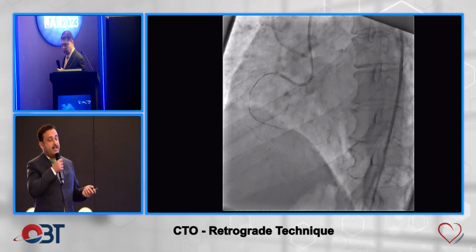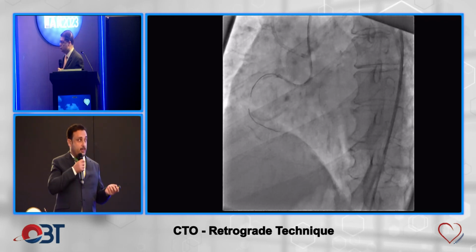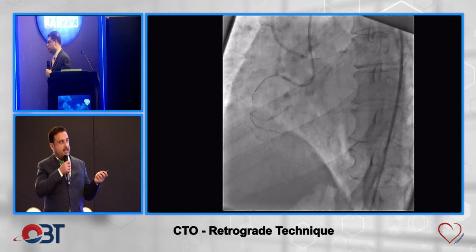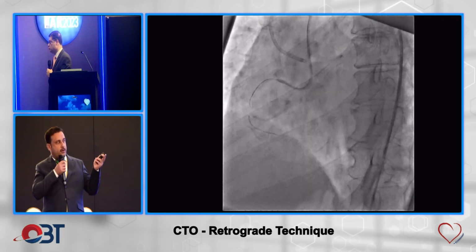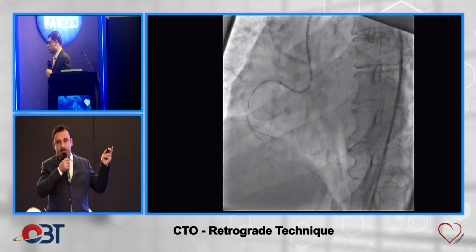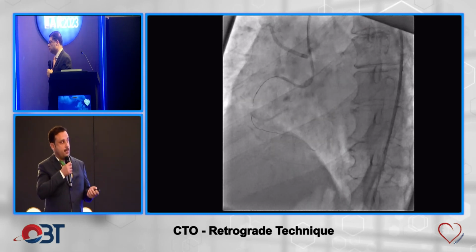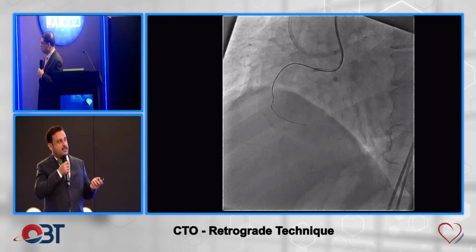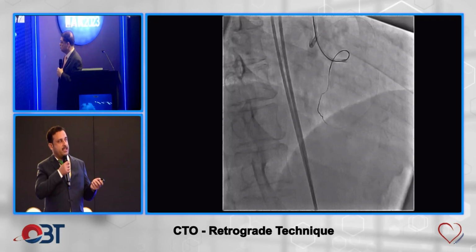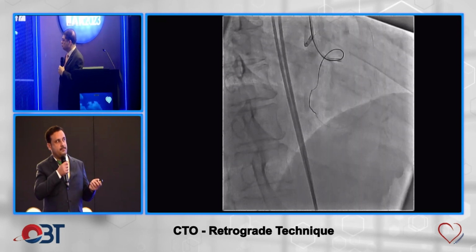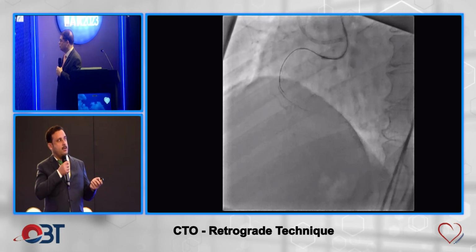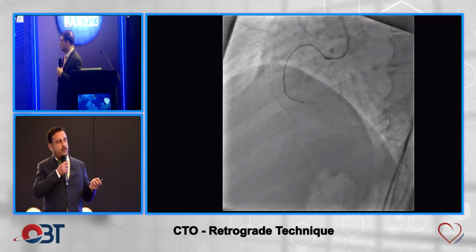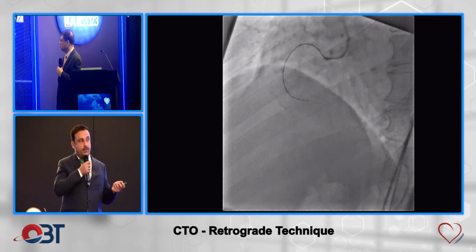Now, another way is to use this retrograde wire as a marker and go from antegrade. As you see, we are taking the Confianza 12 and moving from antegrade into the retrograde channel, using this retrograde wire as a marker. So we are successful in this. As you see, the Confianza is crossing. We are checking it in orthogonal views. This should be confirmed in different views, whether we are in true lumen or not.